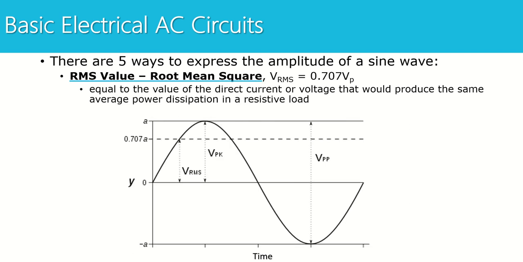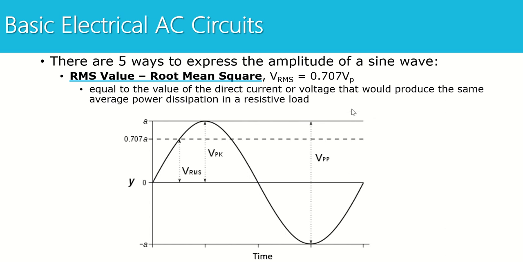The next value we have is called the RMS, or root mean square value. Your RMS value is 0.707 times your peak value. So that's a formula that you can memorize. The RMS value is equal to the value of the direct current or voltage that would produce the same average power dissipation. Meaning, if I were to connect this AC signal to a resistor, and I wanted to connect an equivalent DC source to the same resistor and get the same power, what is the approximate value of that DC source I would have to use? That's your RMS, or root mean square value.